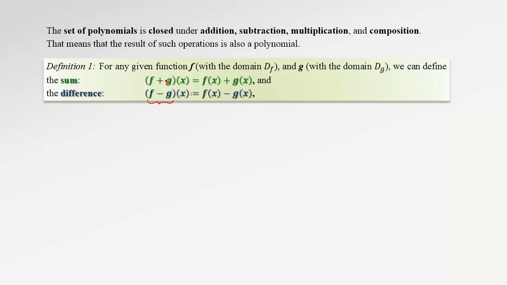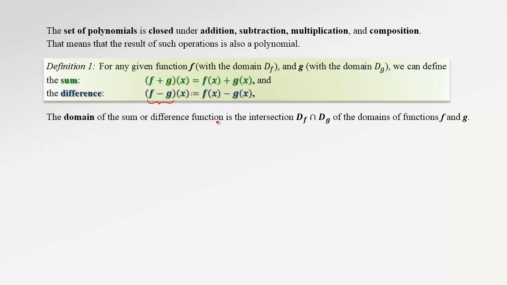Okay, since we defined two new functions, the sum and the difference, how can we figure out the domain of those functions? Well, the domain of the sum or difference function is just the intersection of the two domains, the domain of f and the domain of g. This comes directly from the definition of the sum and difference. In order to create the value of the new function, we have to use values of the f function and g function at the same point. So this particular x must belong to the domain of f and also must belong to the domain of g. Therefore, the domain of f plus g or f minus g must be the intersection of the two domains.